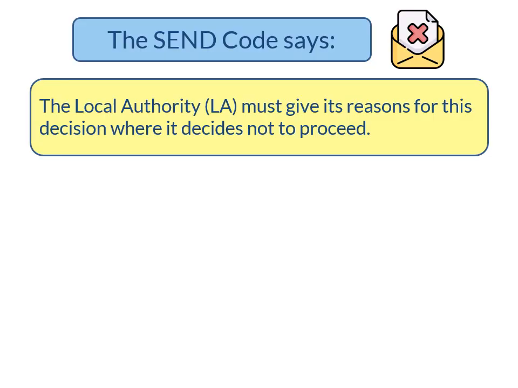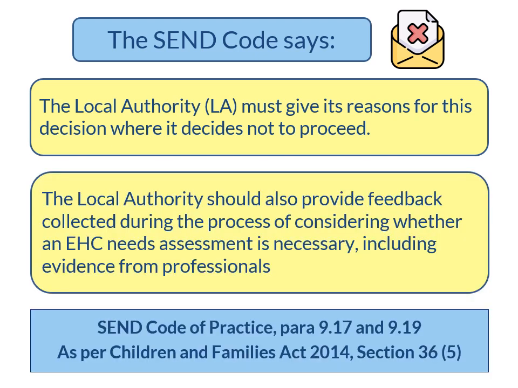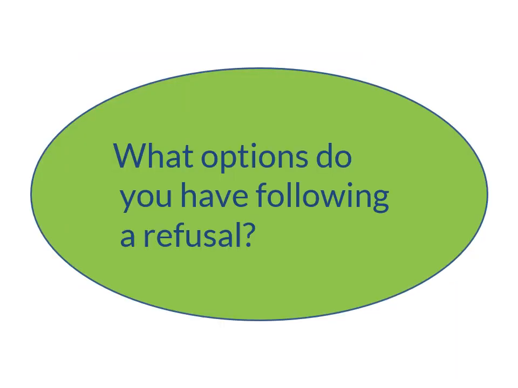As the SEND Code says, the local authority must give its reasons for their decision where it decides not to proceed with an EHC needs assessment. The local authority should also provide feedback collected during the process of considering whether an EHC needs assessment is necessary, including evidence from professionals. So if you receive a letter from the local authority saying that they are not going to do an EHC needs assessment, what options do you have?